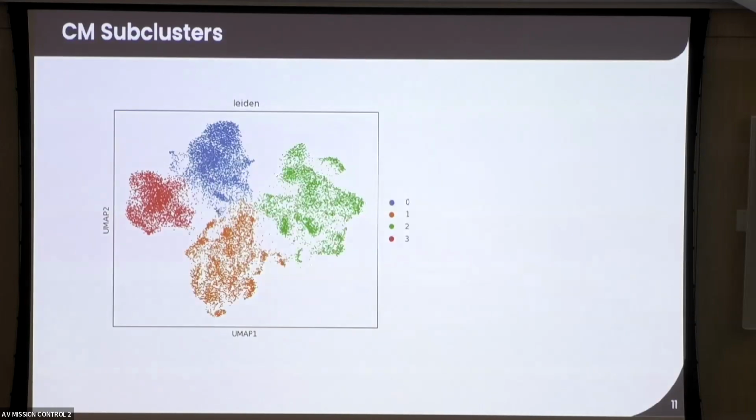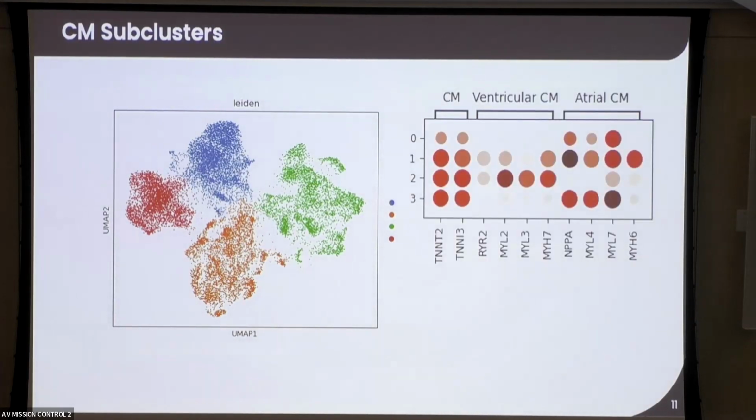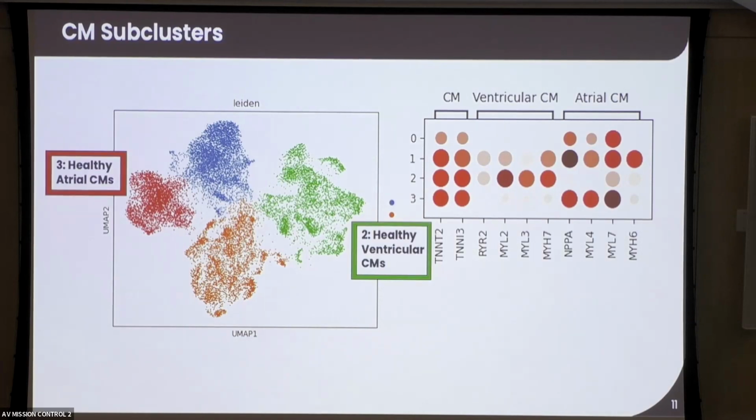So when I did that, I ended up with these 4 clusters, and based on where each of these samples was taken from and the genes that were being expressed here, I was able to identify that there was a cluster of healthy atrial cardiomyocytes and one of healthy ventricular cardiomyocytes. There was a cluster that had a mix of healthy cells and cells from people with heart failure, but the one that I was really interested in was this blue cluster, which was mostly made up of cardiomyocytes from people with atrial fibrillation.